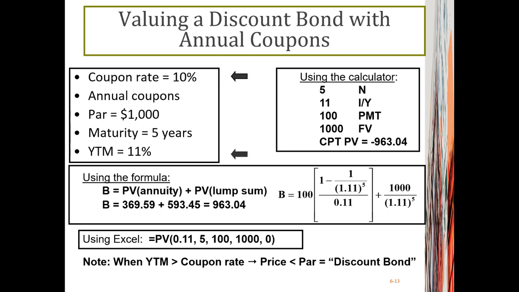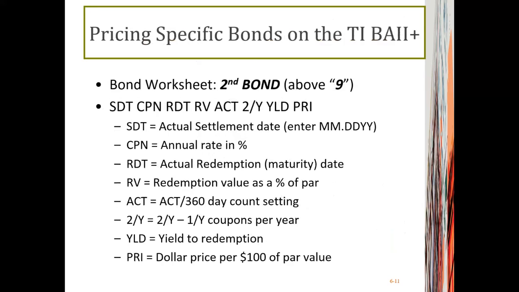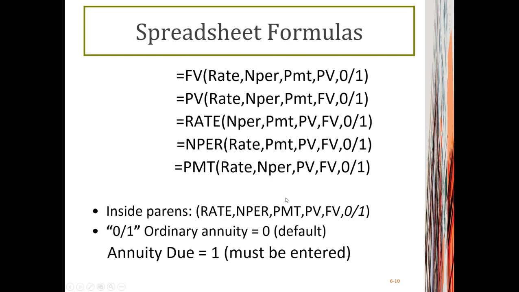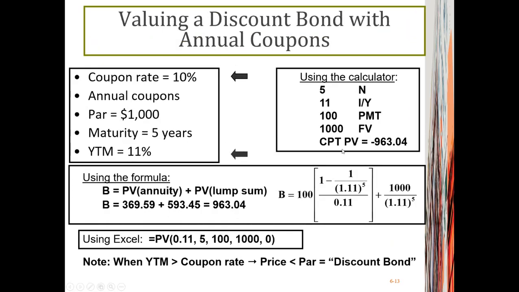Once you complete inputting those 4 variables, it's time for you to get PV. Before you press PV, you need to give your calculator the command to compute, which is CPT. That is the first key on the first row. CPT means compute. Then PV, and your calculator screen will show negative 963.04. That means the bond price is $963.04. Why does it carry a negative sign?